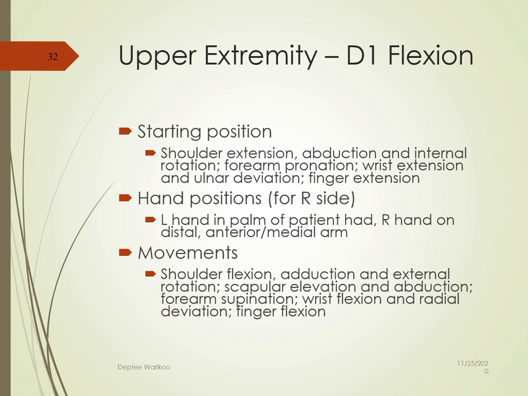When we call the name of a position, that is the end position. So we will start off with the contralateral position. That is the starting position, which will be shoulder extension, abduction and internal rotation. Forearm pronation, wrist extension and ulnar deviation with fingers extended. Then you will go for the end pattern, that is the movement pattern, which is D1 flexion, which I just told you.